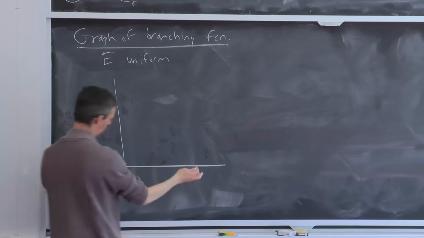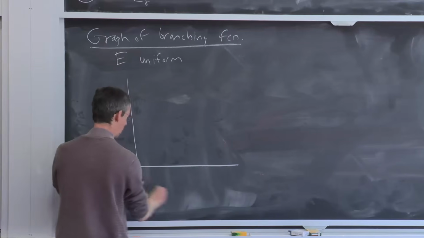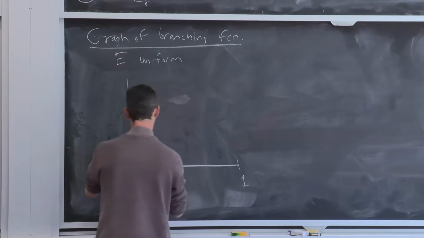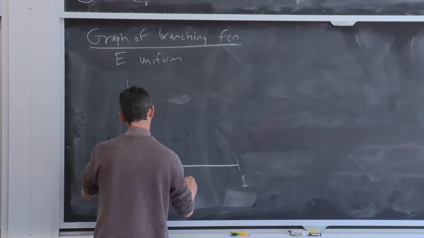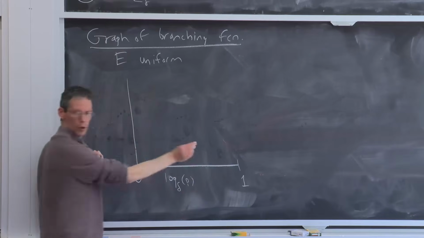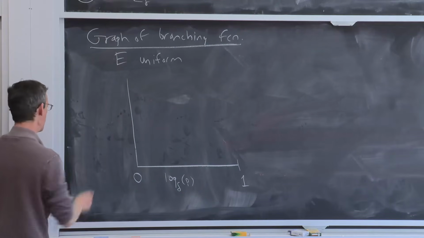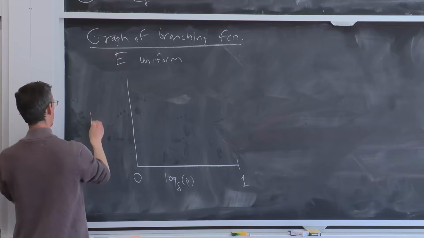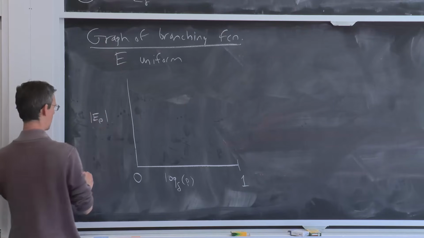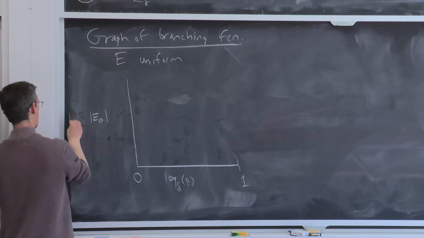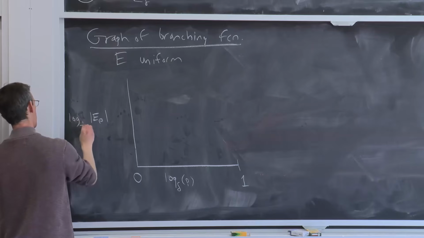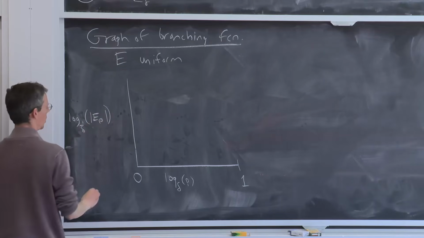So on this axis, I want to put rho. And what I'm going to put is log delta of rho. So it's going to be a number between 0 and 1. And now on this axis, I want to understand the covering number E rho. And what I'm going to put here is the logarithm in the base 1 over delta of this covering number.